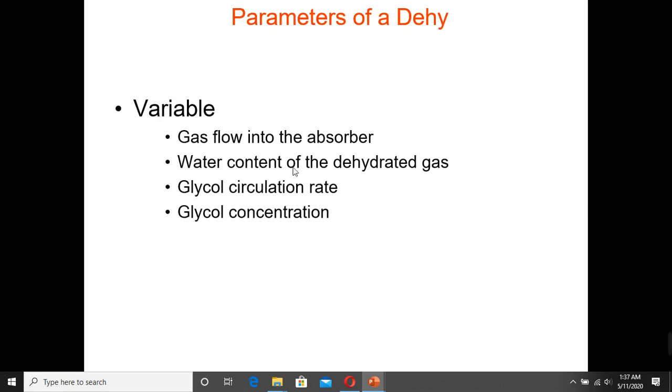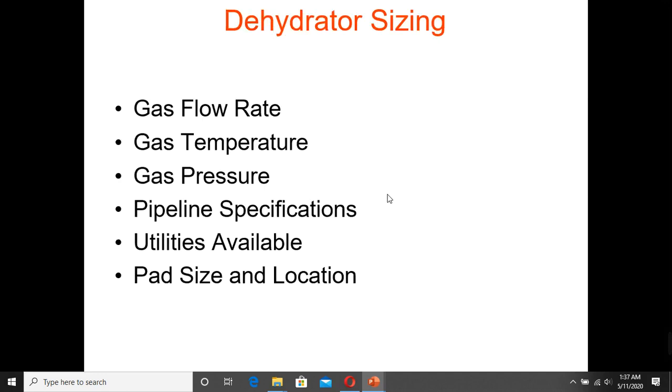Then how much water content you want to remove, how many percent. Some want 100% removal, some want 90%, 80%. Then the glycol you are injecting, how much glycol circulation rate you are using, and the concentration of the glycol. These are the parameters that can change, and the efficiency of the dehydration plant also depends on these four parameters.